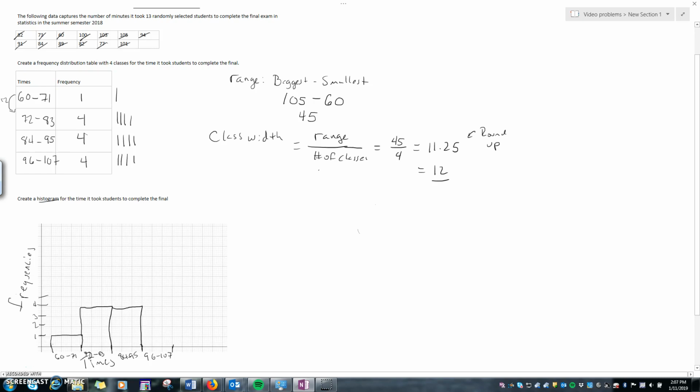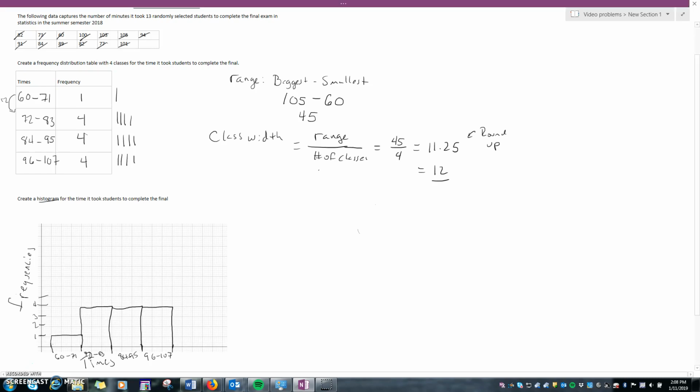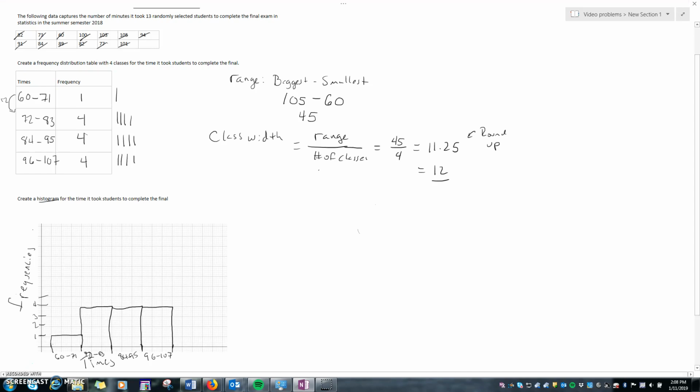Again, you would probably want to use a ruler. I'm not doing a great job of drawing straight lines here, but this would be the histogram representation of that frequency distribution. You see we've got the frequency distribution up here, and then we've got the histogram, which is the graphical representation below.